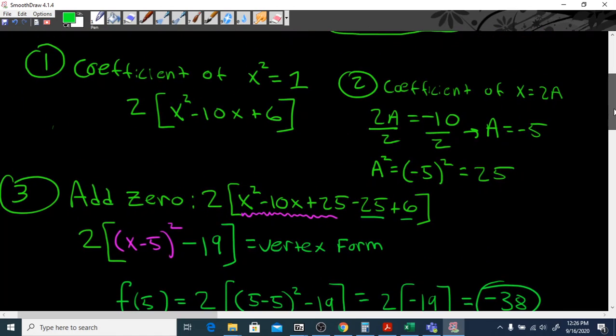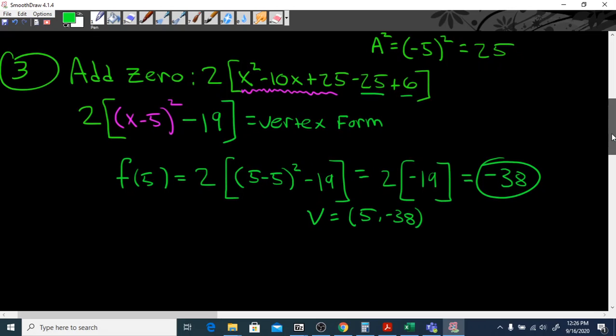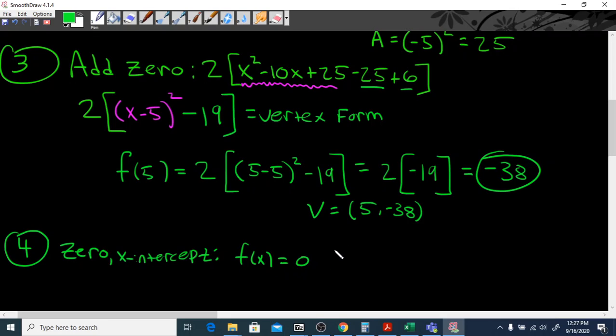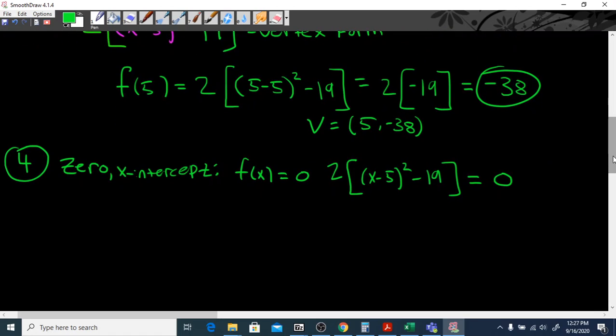Now, another thing we can do if we're in vertex form is we can easily find solutions or x-intercepts. Okay, so what I'm going to do is I'm wanting to find my 0 or x-intercept. I'm going to find that by setting this thing equal to 0. Okay, so I'm going to take my function and set it equal to 0. So I'm going to have 2(x minus 5) squared minus 19 equals 0.